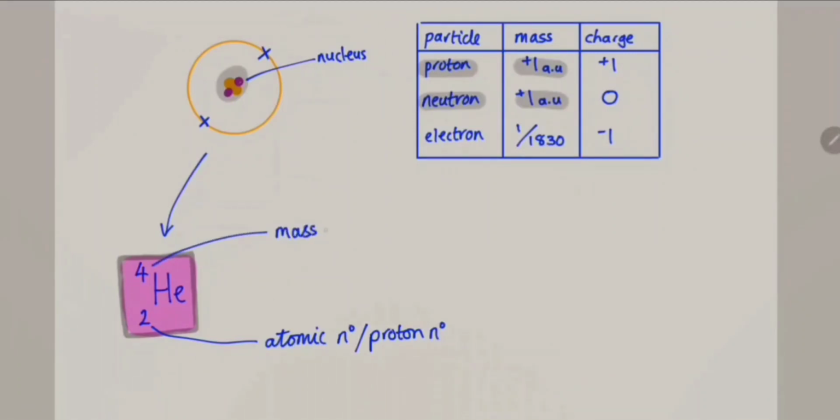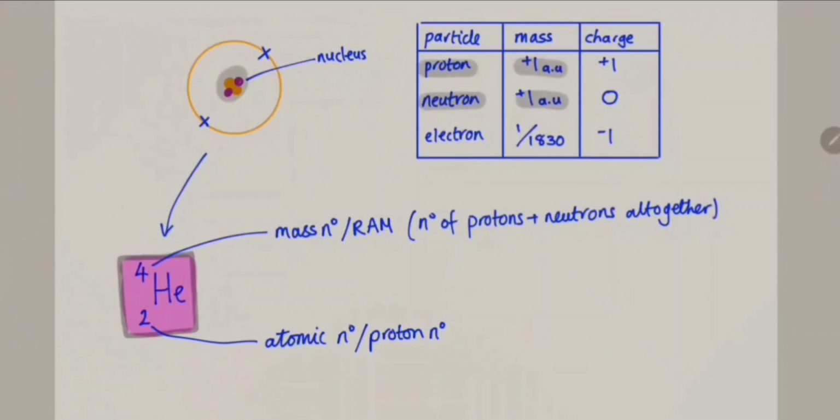The top number is the mass number, also known as the relative atomic mass, and this number tells us the mass of the atom. Now we know the mass is made up of the protons and the neutrons, and they weigh exactly 1 atomic mass unit. So this number is in fact telling us the number of protons and neutrons all together in the atom.